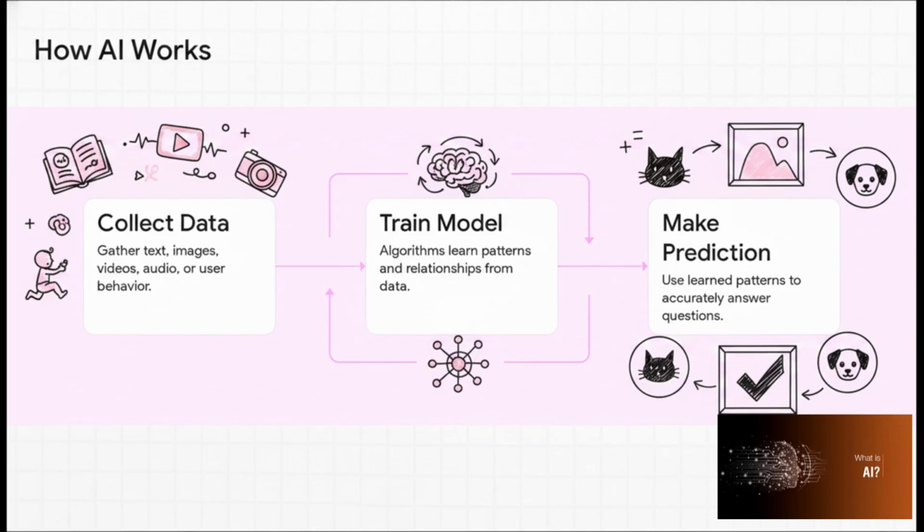Then, step 2, train model. The algorithms act like the toddler's learning mind, sifting through all that data to find relationships. If you feed it thousands of images of cats and dogs, the model mathematically notes specific snout shapes or ear sizes. And finally, step 3, make predictions. When it's presented with a brand new image it has never seen before, it uses those learned patterns to accurately identify the animal. It's learning by example, pure and simple.